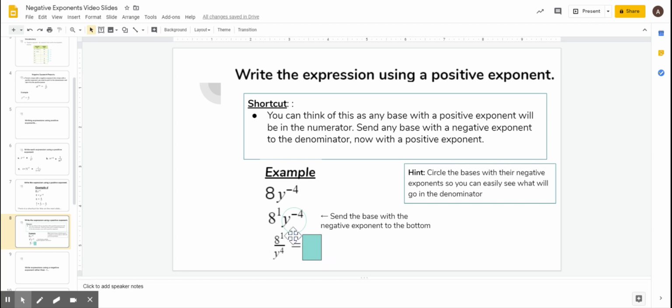Now I think it's a lot easier to circle the base with the negative exponent so that you can easily see what will go in the denominator. That's just a little hint that I have. So I circle this, and I know to send that to the bottom and change the power to be positive. And then I have 8 over y to the fourth. That's what it is simplified.